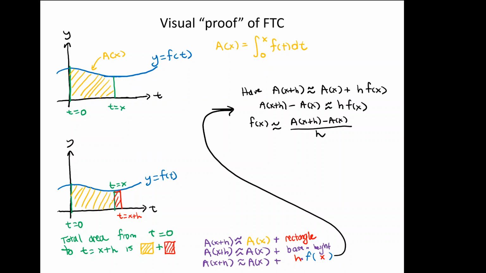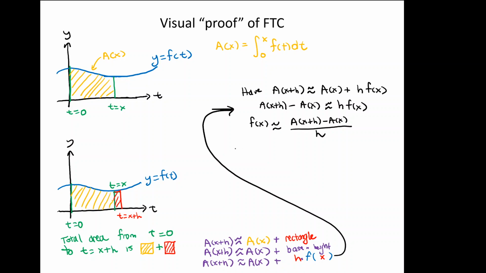Now let's go back to the approximation. This is an approximation because this little extra red rectangle area is missing some of the area underneath that curve, or depending on the curve, it may contain extra area compared to the real area. We can make it exact. We can get rid of the approximation by taking the limit as h approaches 0.